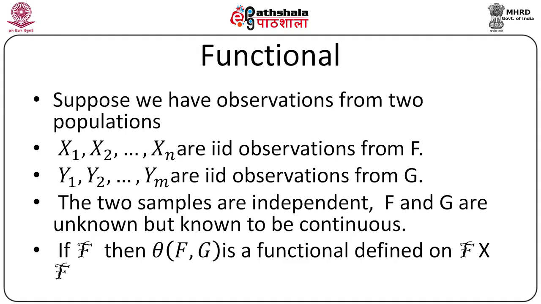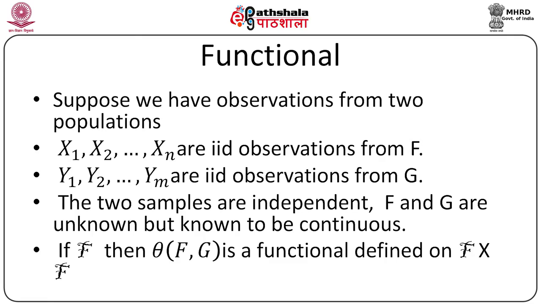But in practice, observations can come from several populations. In this module, we shall discuss the formulation of U statistic and enumerate associated properties for observations from multiple populations. Assume that we have observations from two independent populations. We start with the concept of a functional.